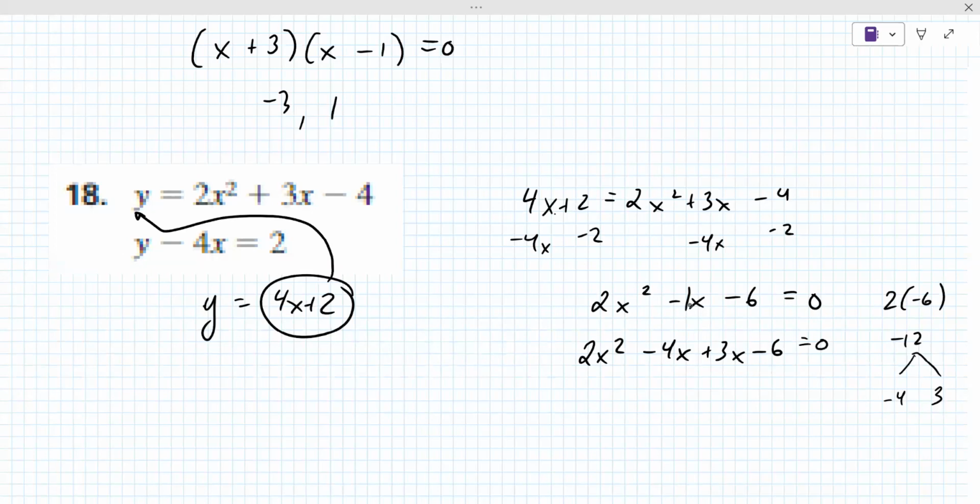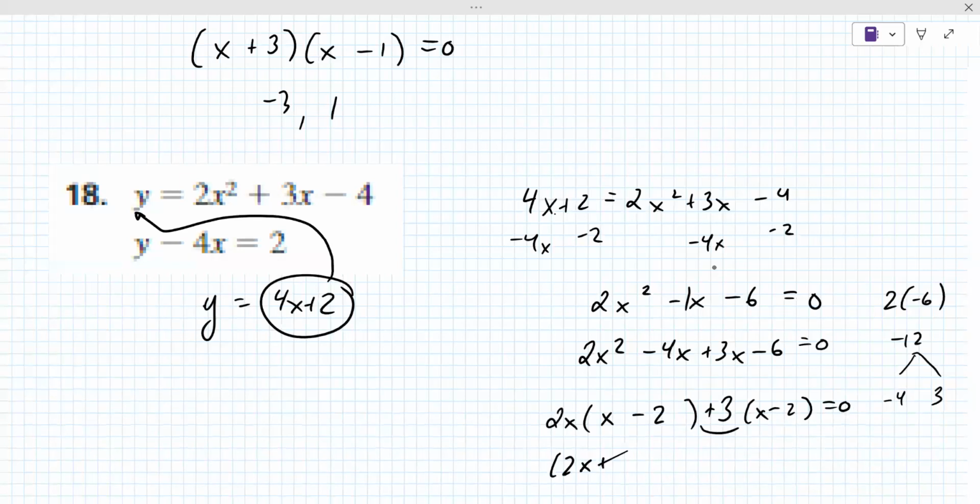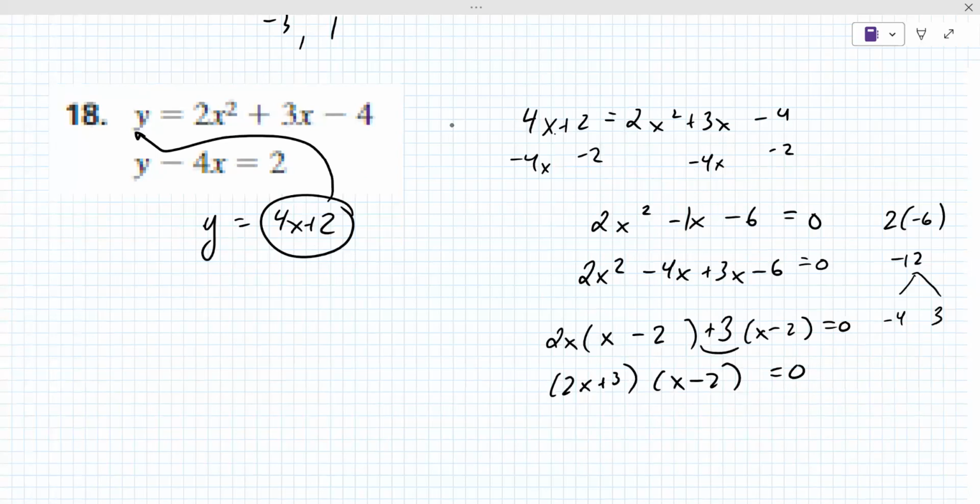What would you factor out of the first two? 2x. Yep. You get x minus what? x minus 2. Yep. And then x minus 2. Factor out 3. Yeah. So it becomes 2x plus 3, x minus 2. So you get 2 and -3/2. Yep. Those are correct. Now the work's not done, but it's mostly done.